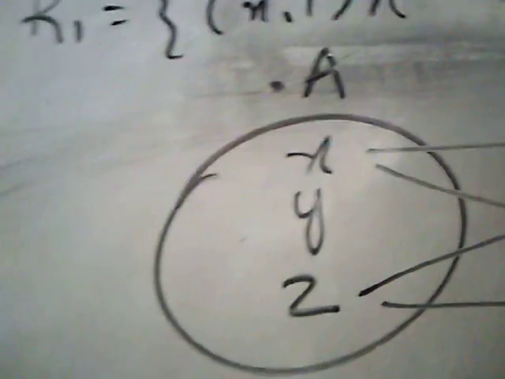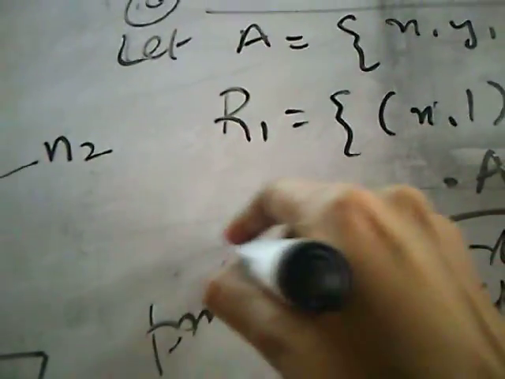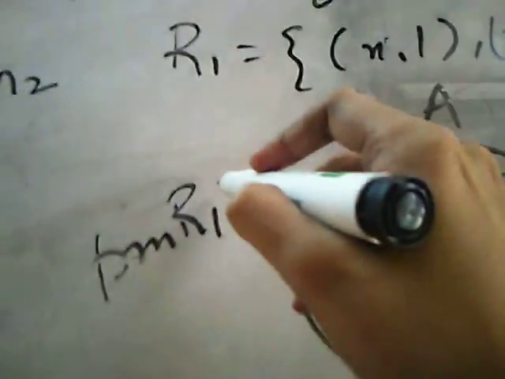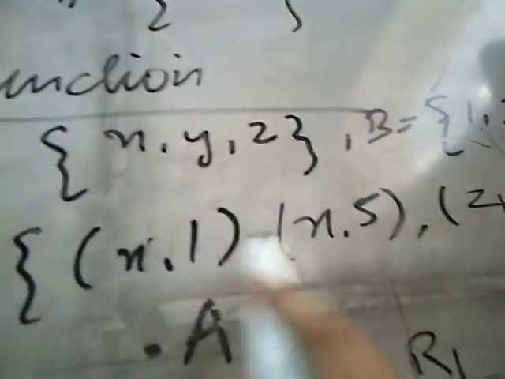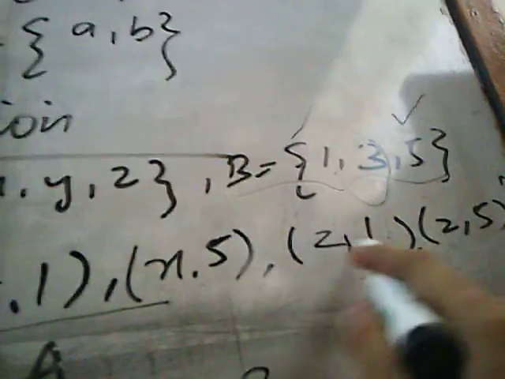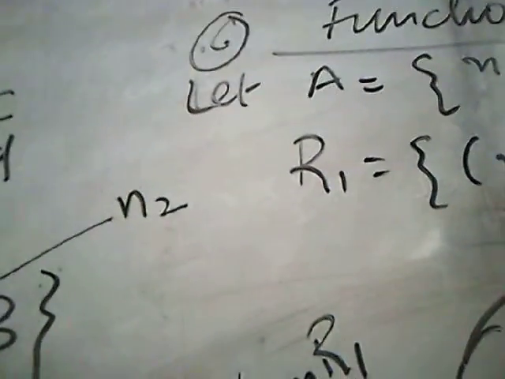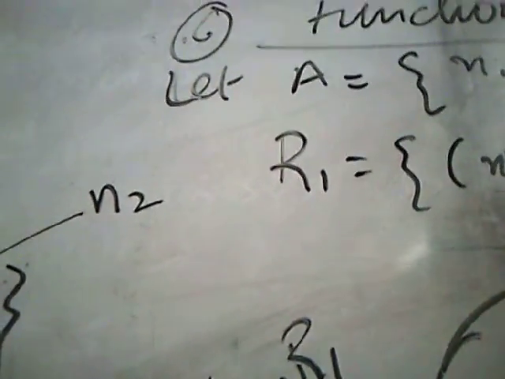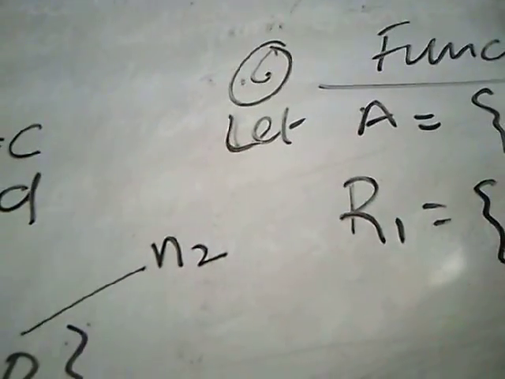Again, looking at the domain, the domain of the binary relation is x and z. The domain is the set of first elements. Here x is used and z is used, y is not used. So we will write this as the domain.